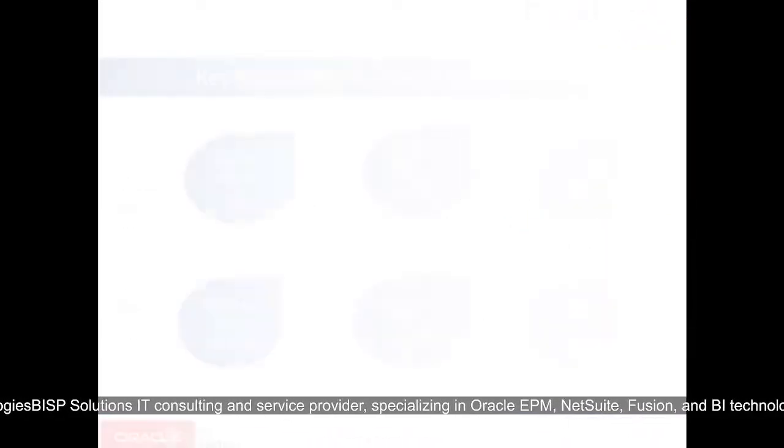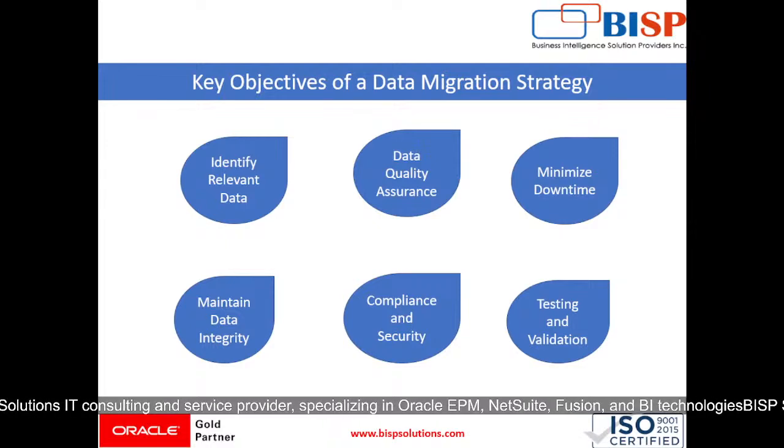So the key objectives of data migration strategy involve identifying relevant data, where we will be determining what data needs to be migrated, for example master data, transactional data, historical needs, to avoid unnecessary clutter in the new system. That's why we identify relevant data as per the migration strategy. Then data quality assurance, where we will be ensuring data is clean, complete and accurate before migration.